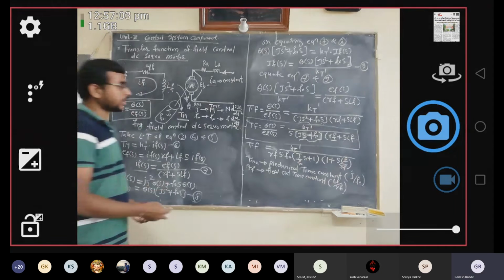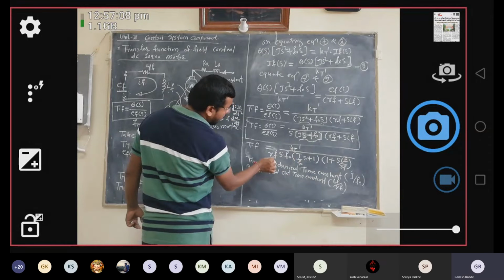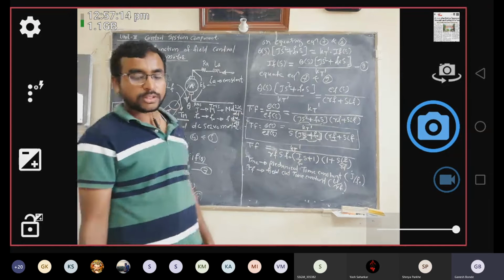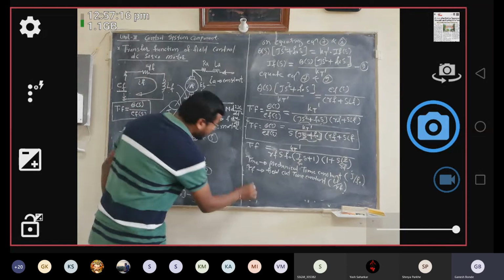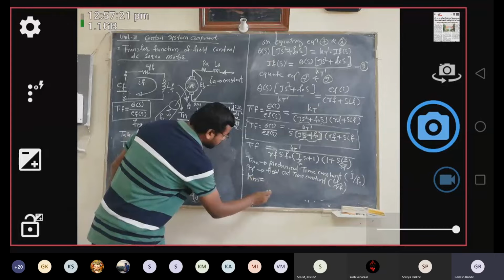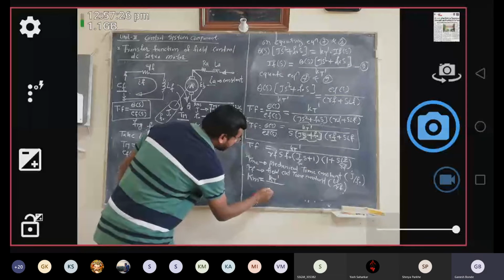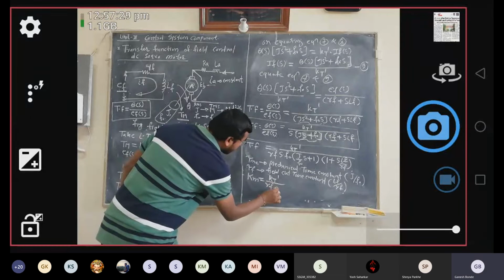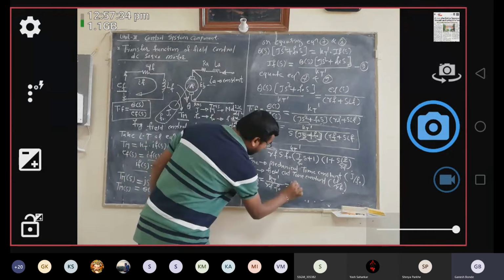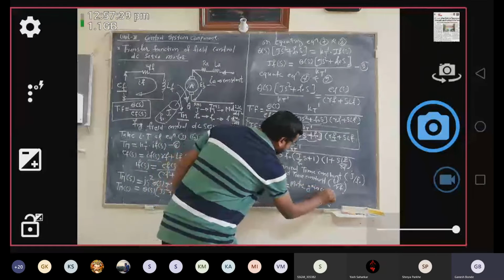Then the third term will be KT' upon RF into F0. So we define this as another constant, denoted by Km. It will be given by KT' upon RF into F0. This is called the motor gain constant.